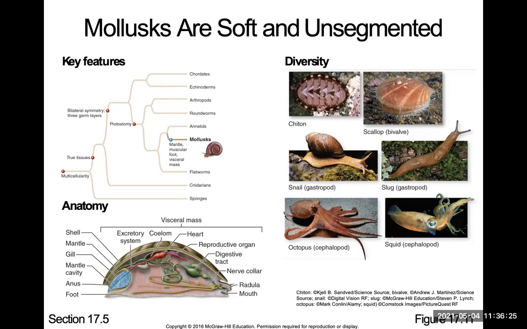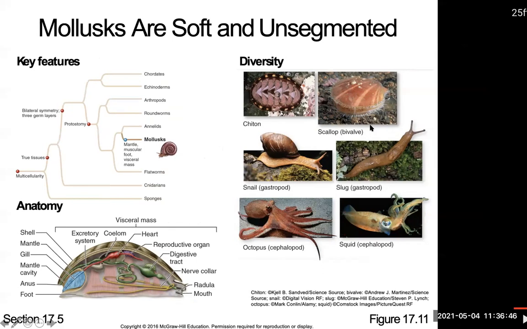And then another thing it has is this visceral mass. Visceral mass is going to have all the soft gut organs. This section is going to hold all the organs. That's called visceral. Visceral is inside your gut. So that's going to have all the soft gut organs. So let me show you a scallop swimming.